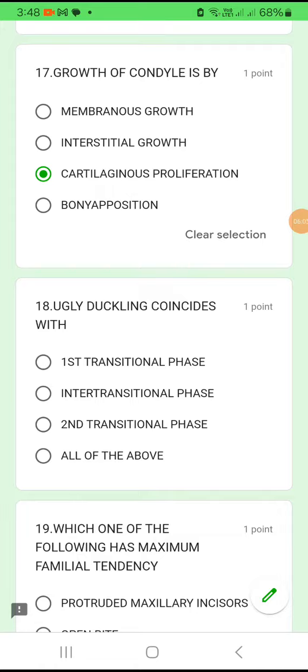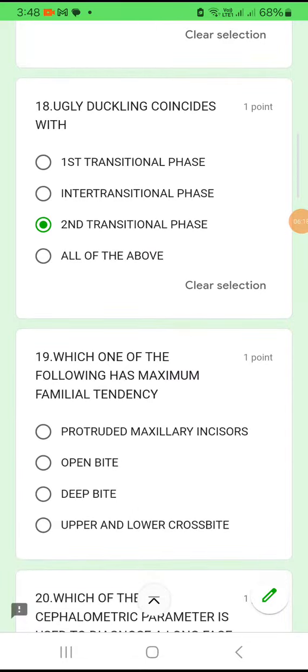First transitional phase or intertransitional phase or second transitional phase? Or all of the above? Definitely only in one case, not all of the above. Ugly duckling will coincide with second transitional phase. Okay. Question number 18, option C.